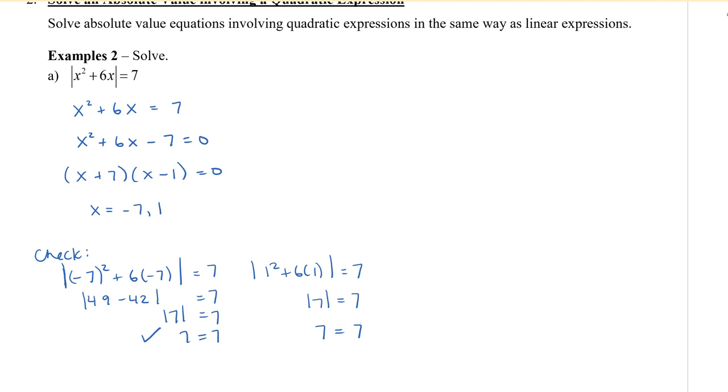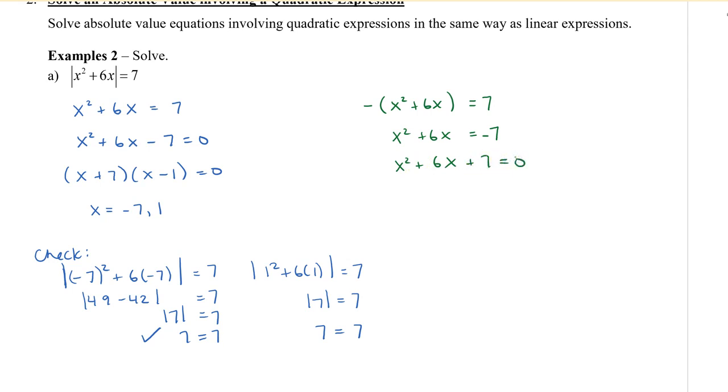All right, so the second case is where we're going to take the negative of the absolute value. So we have negative, and then x squared plus 6x, close our bracket, and that equals 7. I'm actually going to divide both sides by negative 1 so that I can move the negative value to the right side. So I have negative 7. Move all the terms to my left side.